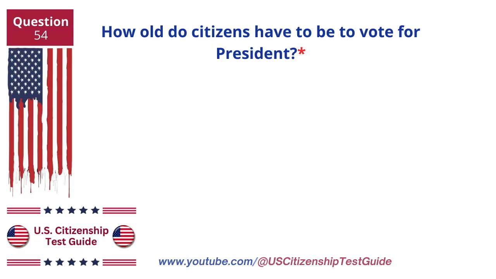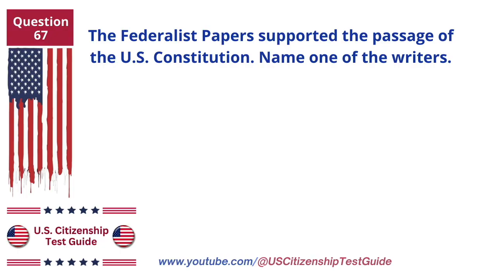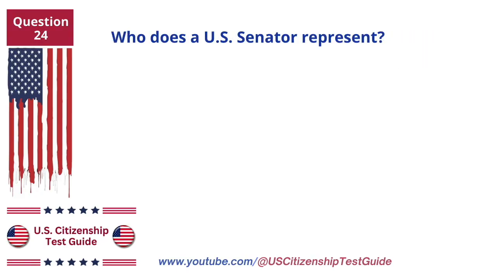How old do citizens have to be to vote for president? 18 and older. The Federalist Papers supported the passage of the U.S. Constitution. Name one of the writers. James Madison. Who does a U.S. Senator represent? All people of the state.